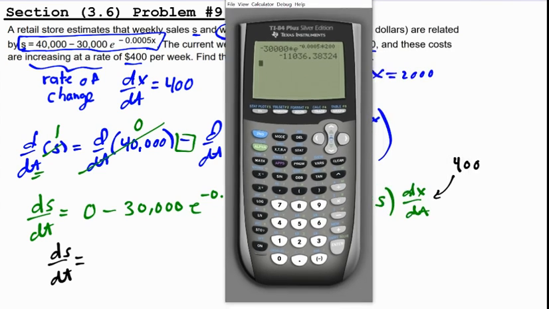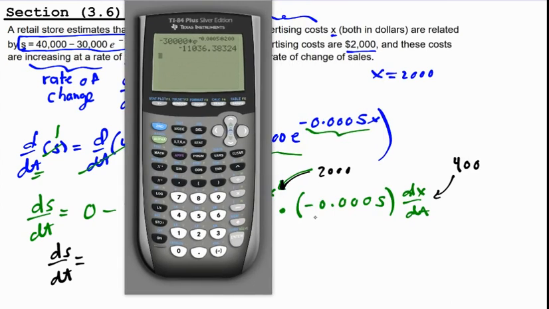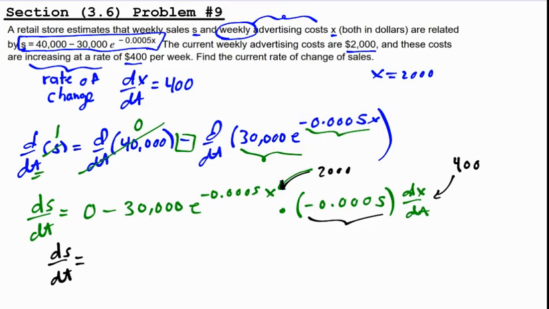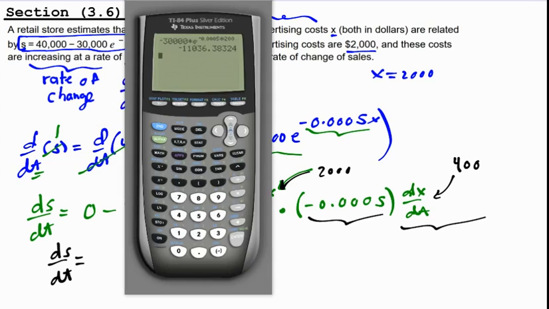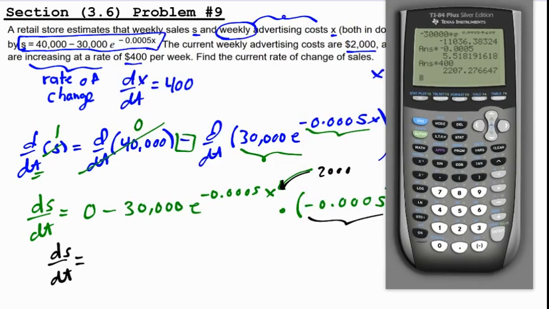And now we want to multiply that answer by the derivative of the exponent and then multiply it by 400, the dx dt value. So times negative 0.0005, enter, times the 400 for the dx dt, and we get $2,207.28.